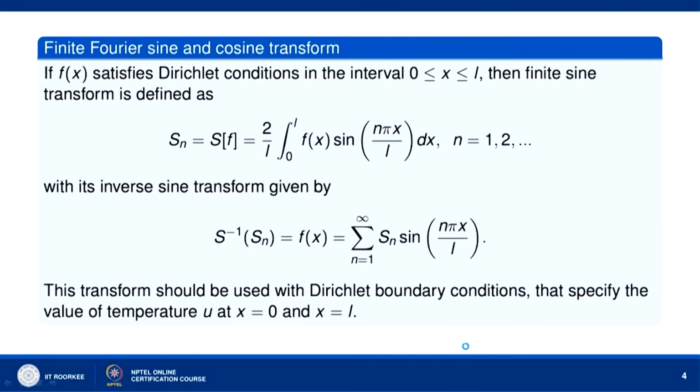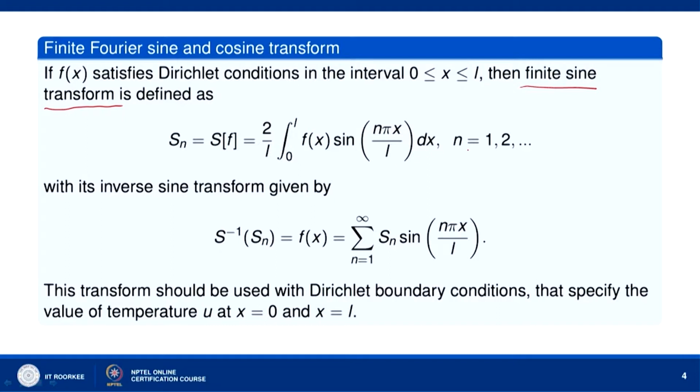We need these definitions here. Now, let us consider the finite Fourier sine and cosine transform. If f(x) satisfies Dirichlet conditions in the interval 0 ≤ x ≤ L, then the finite sine transform is defined as S_n = S{f} = (2/L) ∫ from 0 to L of f(x) sin(nπx/L) dx.